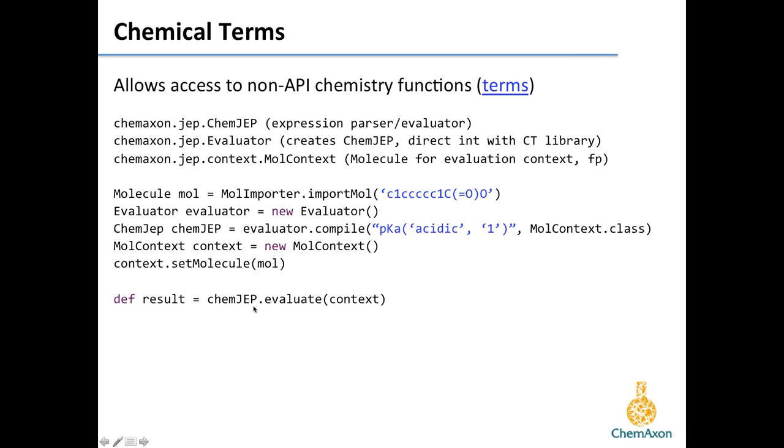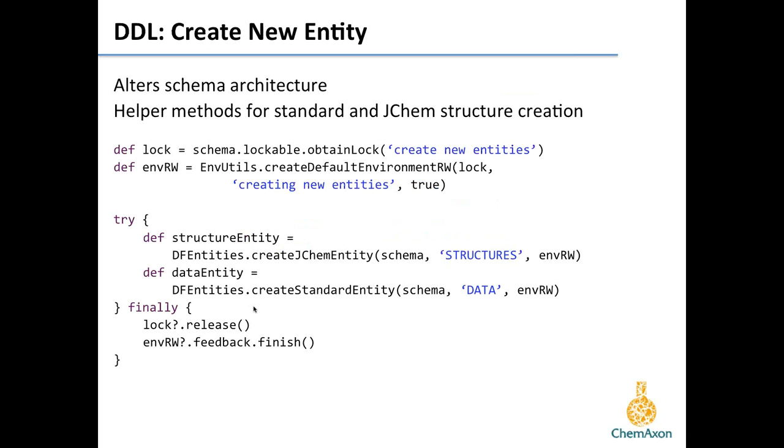So a couple other things we're going to look at quickly to round this out. If we go back to the DDL, which is our structure, our actual structure and architecture language for Instant JChem, there's a couple things that we're going to need to do, such as creating a new entity. Because creating a new entity alters the schema architecture, we're going to do this at the schema level.